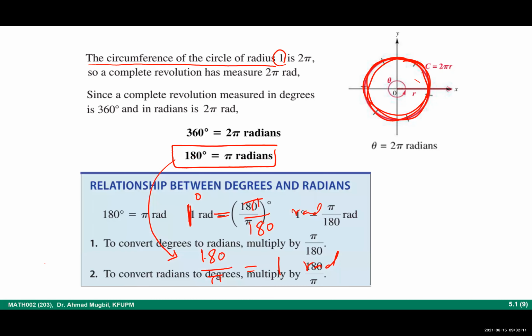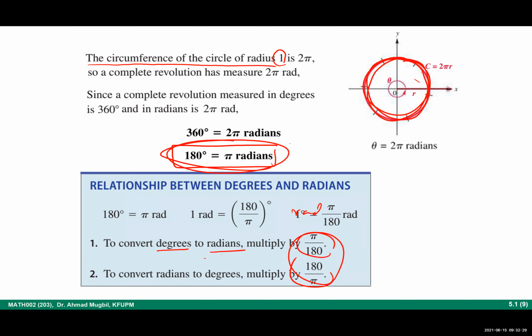And we have it here, how to convert, of course, from degrees to radians and from radians to degrees. To convert from degrees to radians, just multiply by pi over 180. To convert from radians to degrees, multiply by 180 over pi. If you forget this, remember this one, and you will know it.